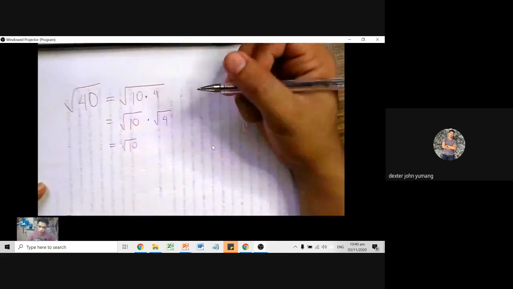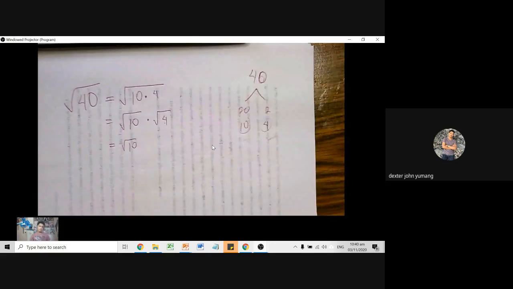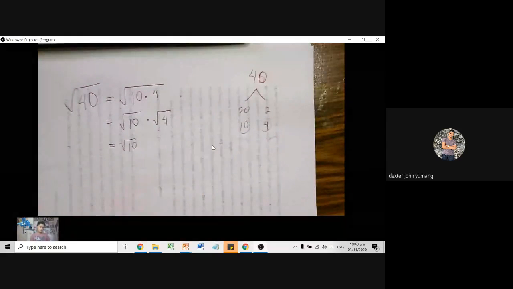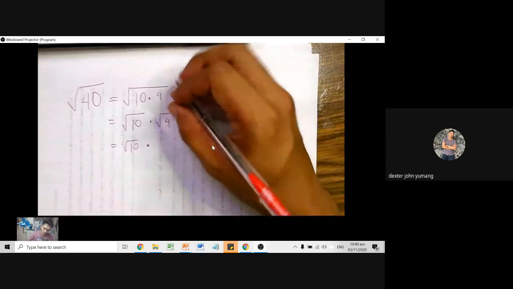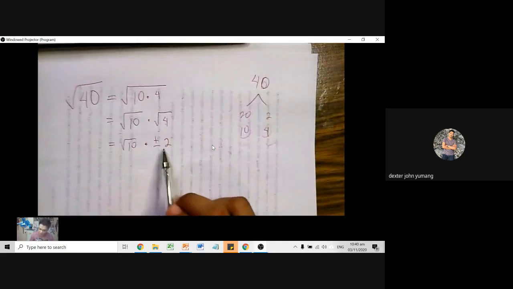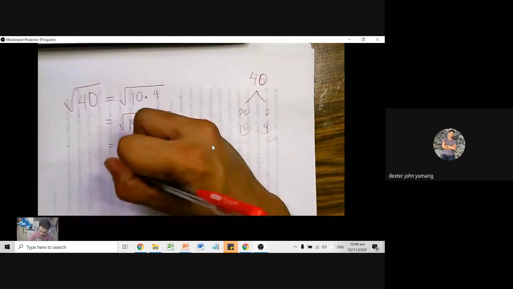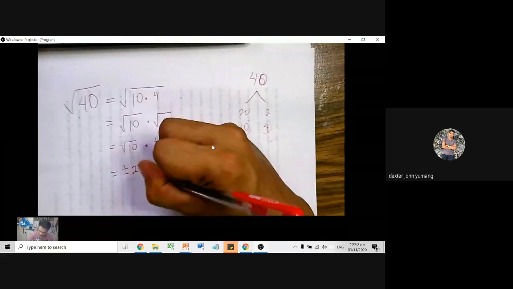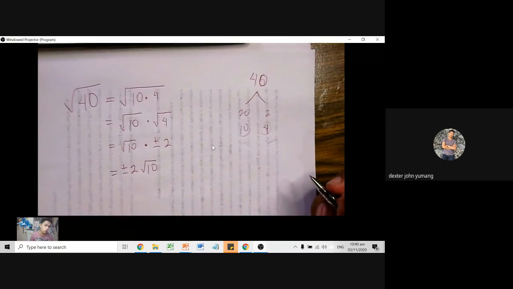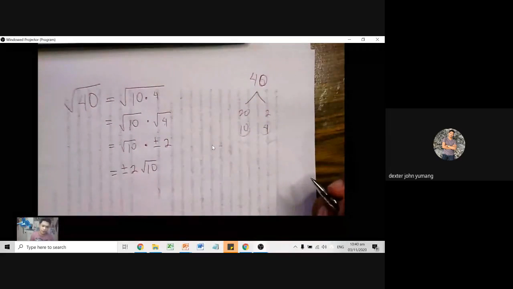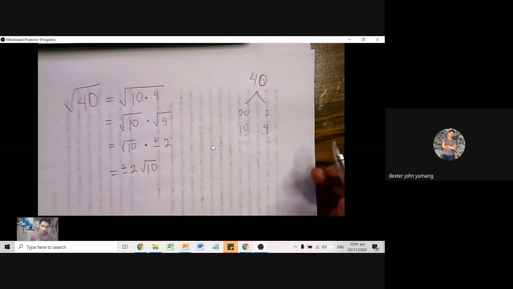Si square root of 4, ilan po? 2 po. We have 2. Sabi po ni Arola, 2 plus minus 2. So, lahat po ng plus minus kailangan nasa harap. So, ilalagay siya dyan. Plus minus 2, then square root of 10. And that is now our answer. And that is how to simplify radical numbers or how to simplify numbers with radical.